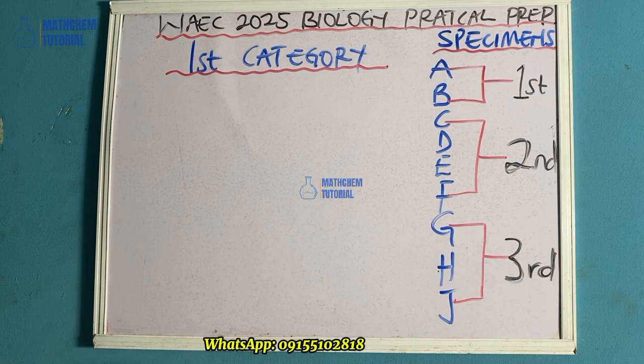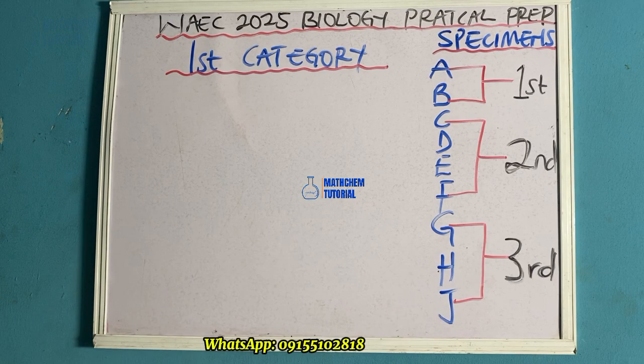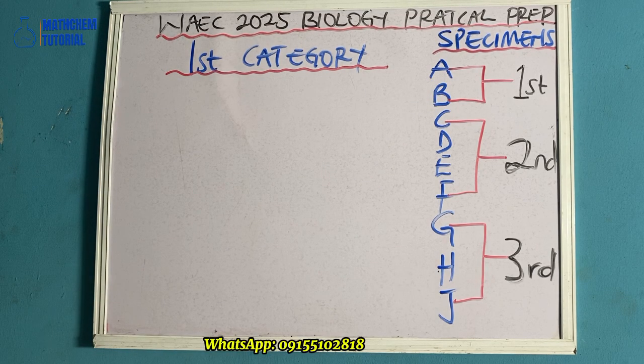Remember that there is no I, so don't make the mistake of thinking that after H the next one is I, so it is J. Now let's talk about the first category. The first category only covers specimens A and B. In the first category, what you should expect first is that you should identify specimen A and B.